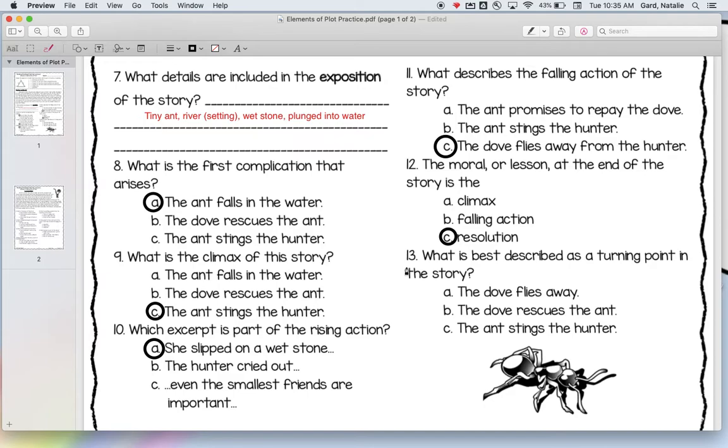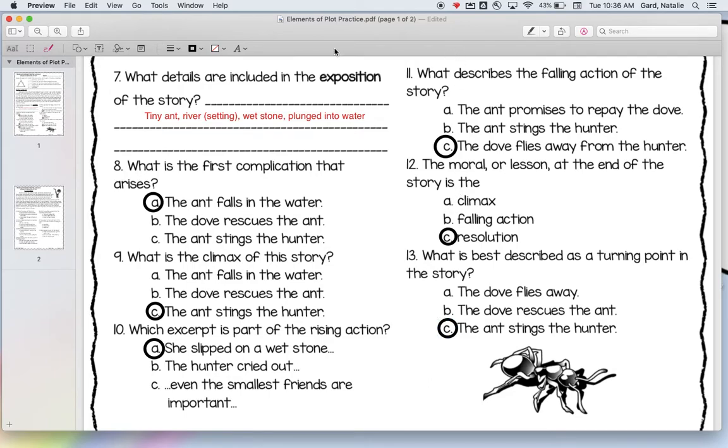13, what is best described as a turning point in the story? We've talked about this several times. Turning point kind of gives it away that they're asking about the climax again, right? So our climax, like we've said before, is going to be C. It's when the ant stings the hunter. That's the turning point, when things really start to change.